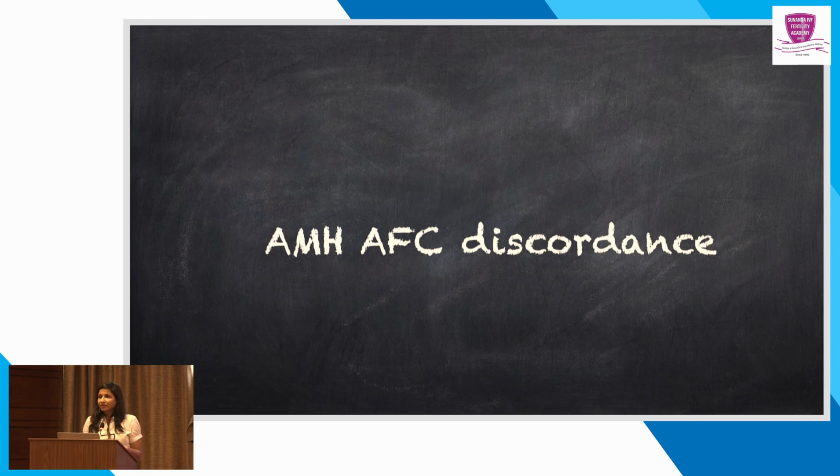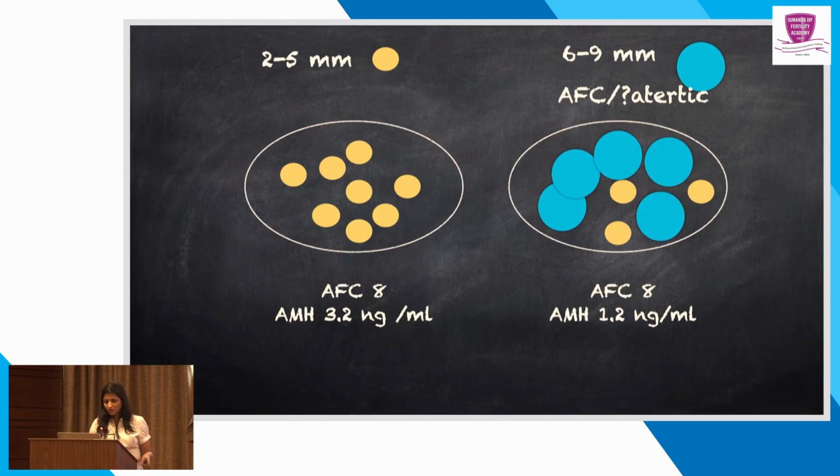So about AMH and AFC discordance. Many times we have a scenario that the lady is having AMH of, let's say, 3, but will be having very low AFC on the sonography, and this is not coordinating. So why will they have AMH and AFC discordance? Look at these two examples. In both scenarios in the ovary we are able to see an AFC of 8. But if you see over here, all the follicles are less than 8 millimeter. So these follicles are actually expressing the AMH.